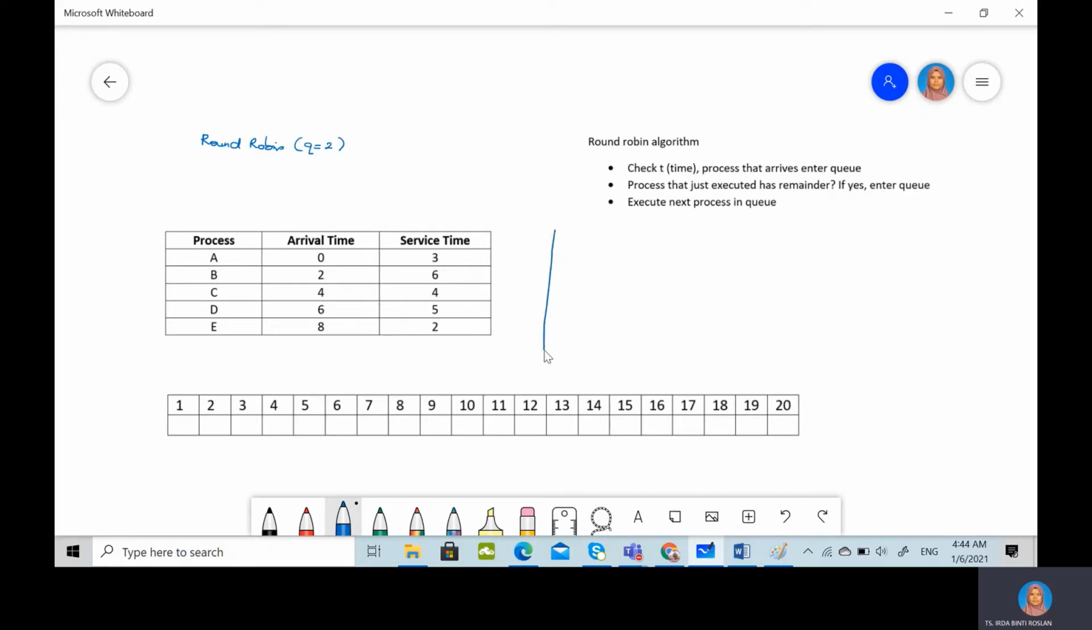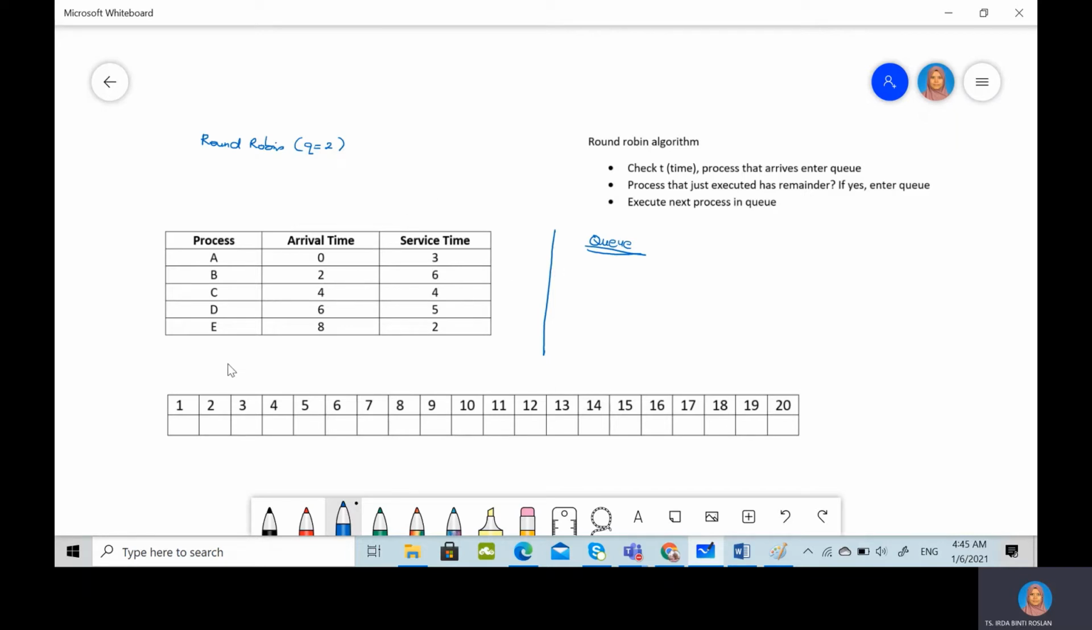First we need to create a queue, with the help of this round robin rule. Let us start. In this case, quantum equals 2, meaning that once we execute a process, we will run 2 service time at a time.